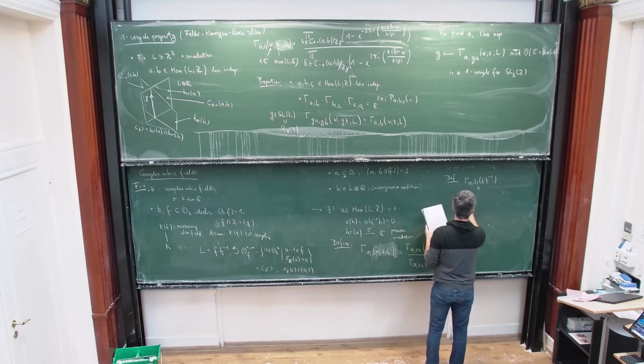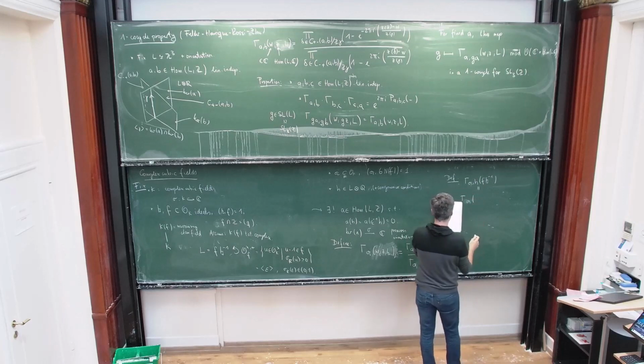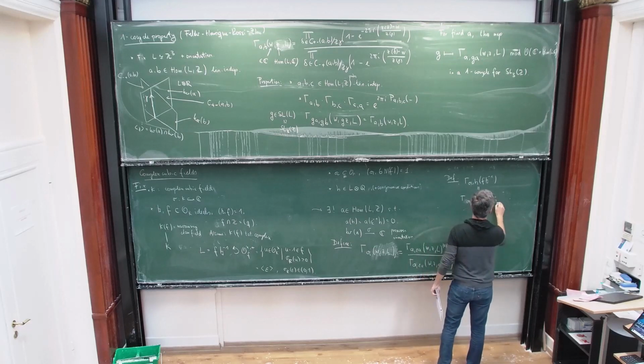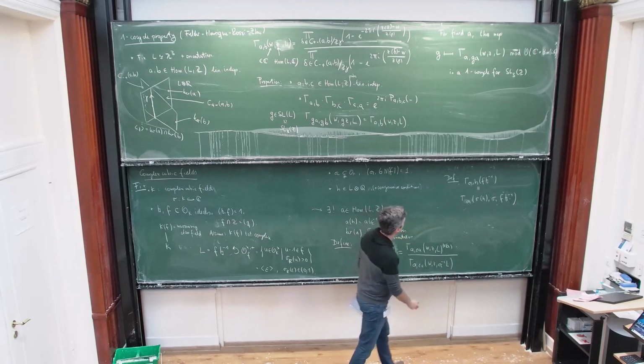So it's gamma A of sigma of H, sigma. Okay, so this is my main definition.